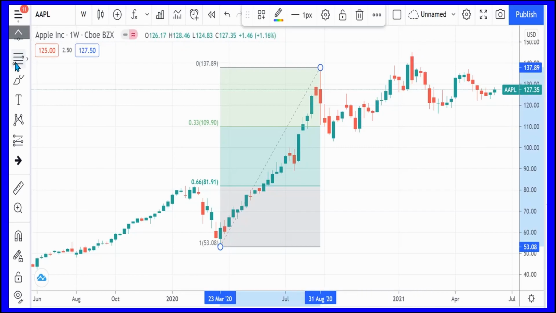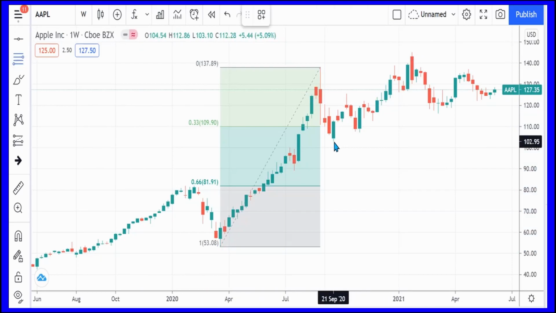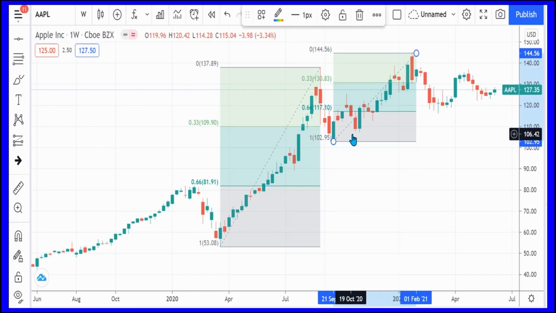Okay, so we will similarly draw the same levels here, the 3 levels. We'll take all the way from bottom to the high. Now the challenge here is to locate the largest body candle. So three potential candidates.